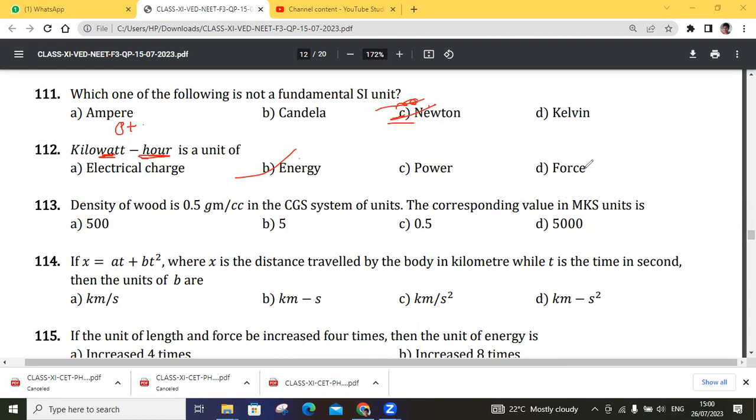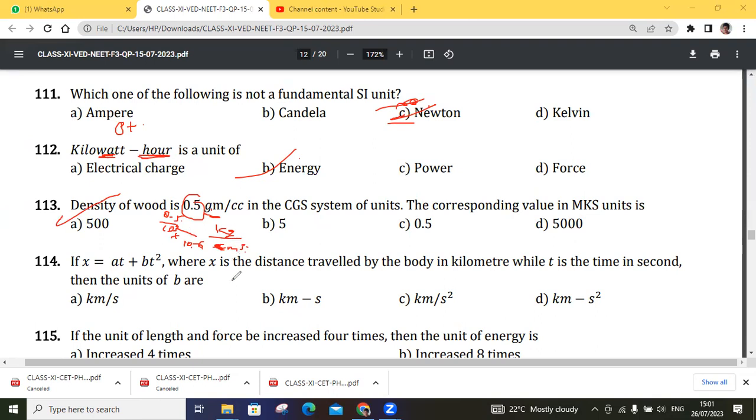Okay, CGS corresponding MKS. So MKS is meter, kg and second. So gram is there, kg won't. So into k divided by k, it will become kg, 0.5 by 1000. And cc is centimeter cube. We want it in meter cube. So 10 power minus 2 whole power 3 is 10 power minus 6. So 10 power minus 6 will come out. 10 power minus 3 and 10 power minus 6 becomes 10 power minus 3. It goes up 10 power 3. So 0.5 into 10 power 3 is 500.